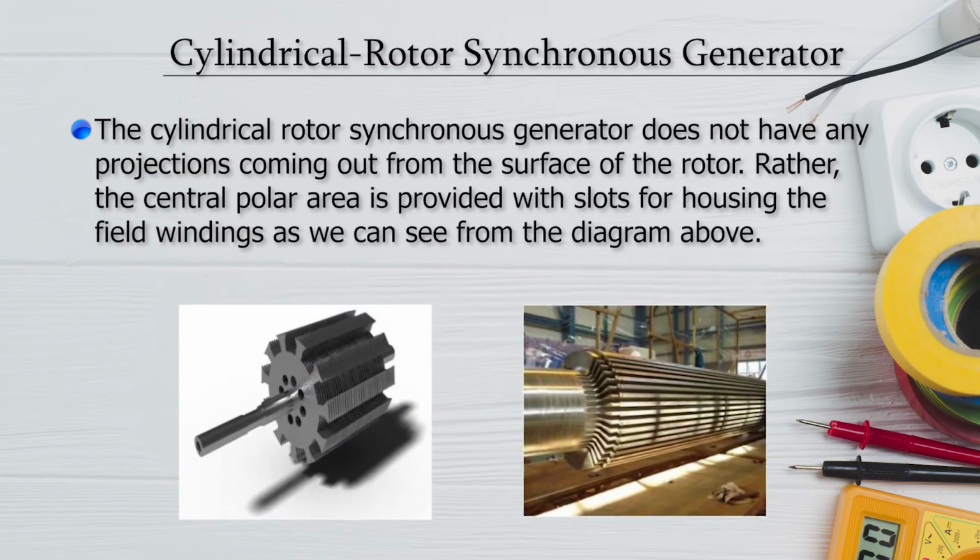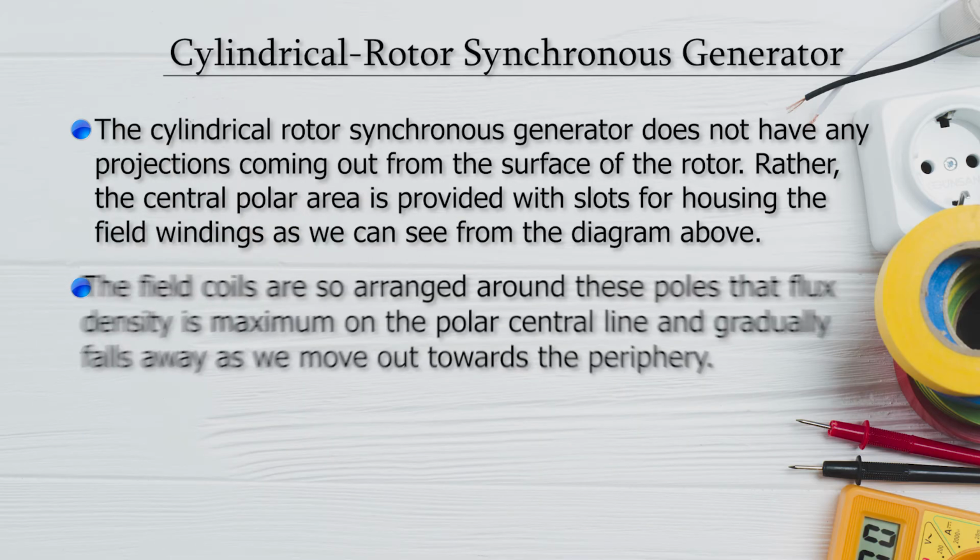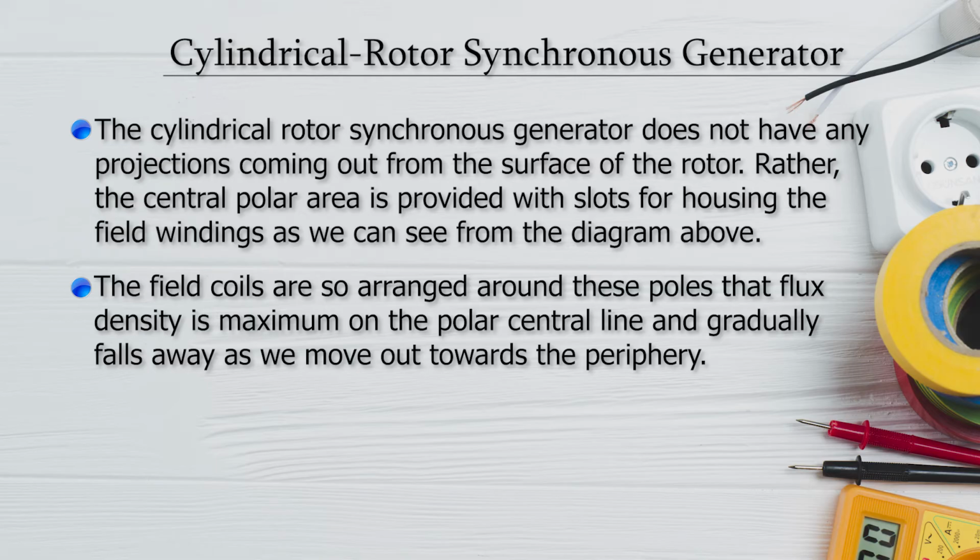The cylindrical rotor synchronous generator does not have any projections coming out from the surface of the rotor, which helps it to be used for high speeds. Otherwise, if the poles are projected out, you will face the wind resistance there, so a lot of losses will result. The center polar area is provided with slots for housing the field windings, as we have already seen in the diagram. The field coils are so arranged around these poles that flux density is maximum on the polar central line and gradually falls away as we move out toward the periphery.